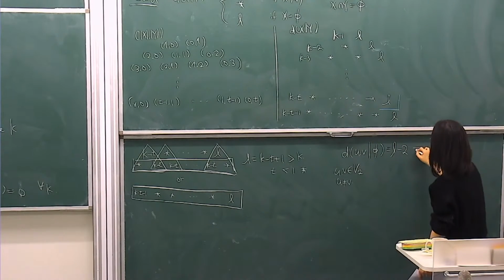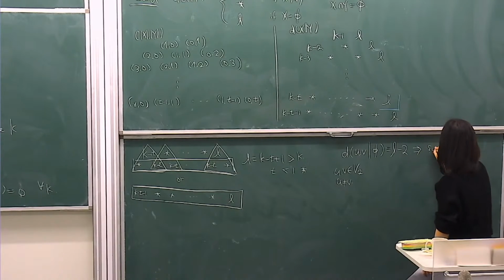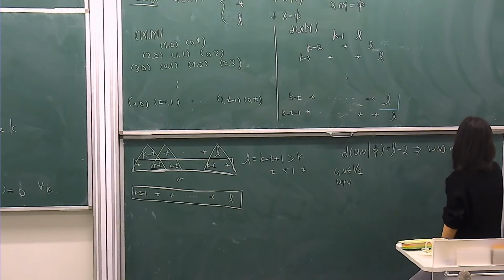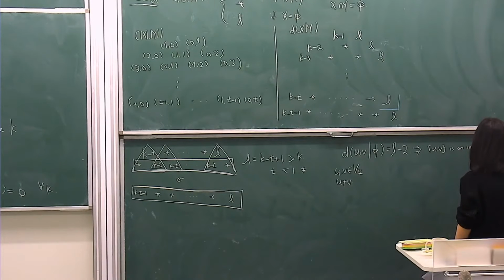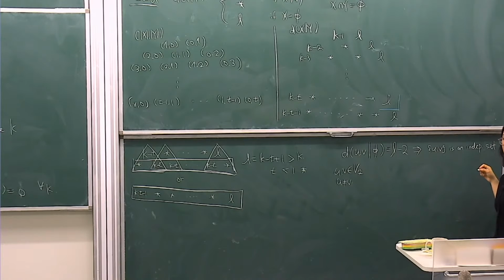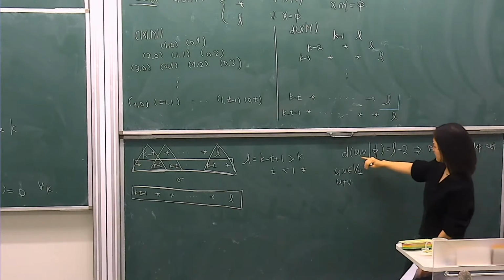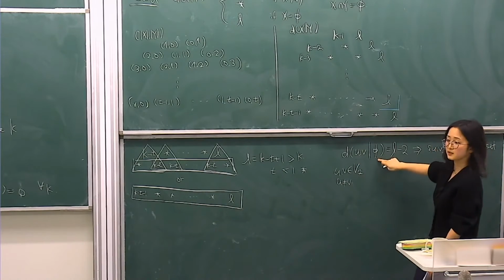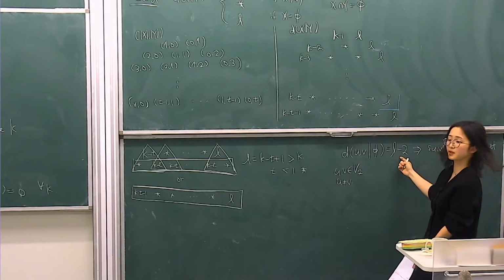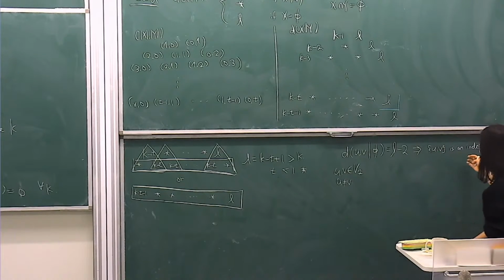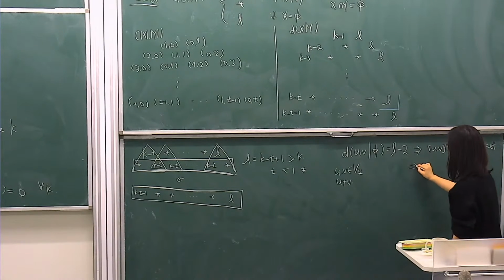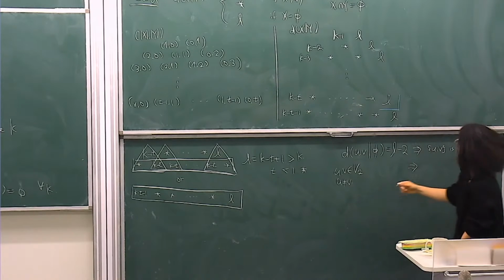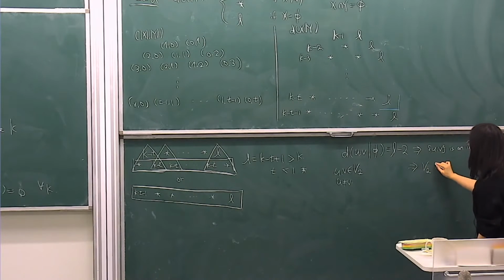Then it implies that U and V are an independent set. Because if they are dependent, we define that this graph is a null graph, so it's impossible. So that means this holds for any vertex. So V2 is an independent set.